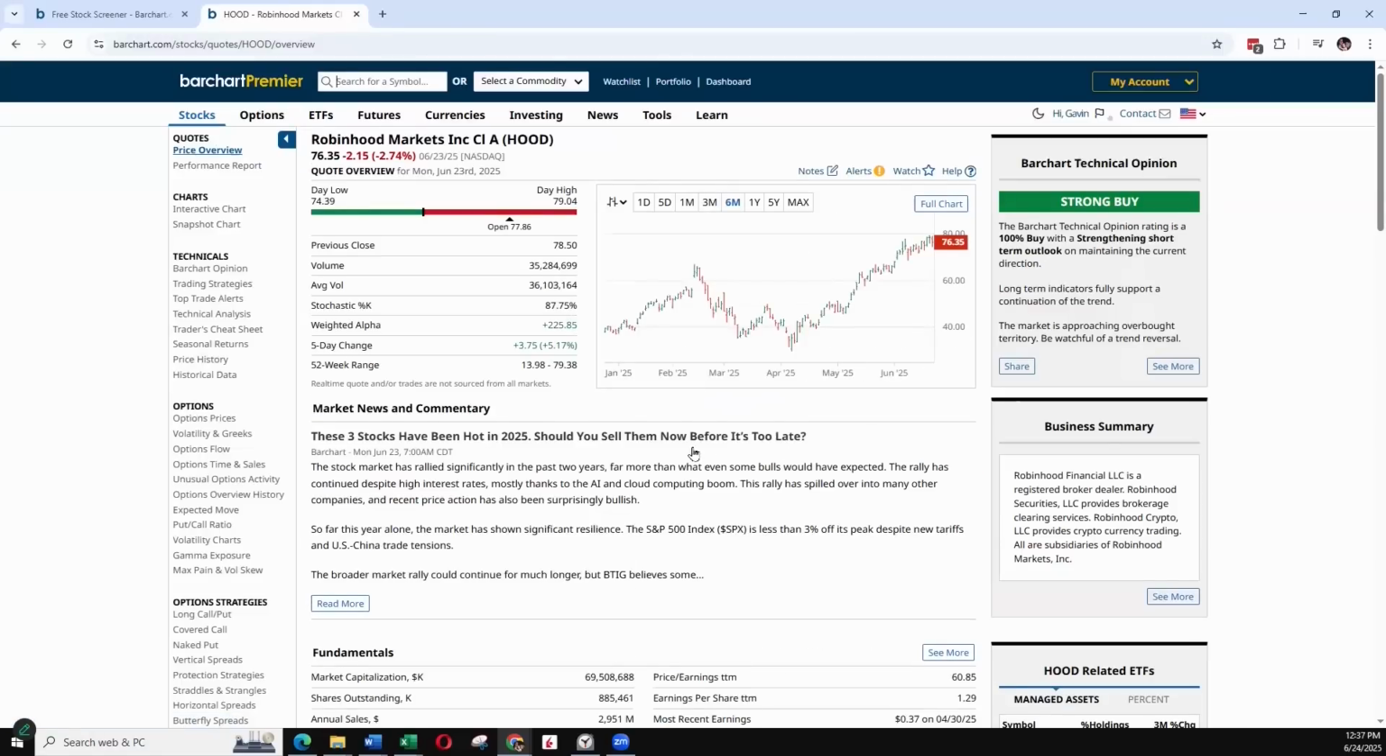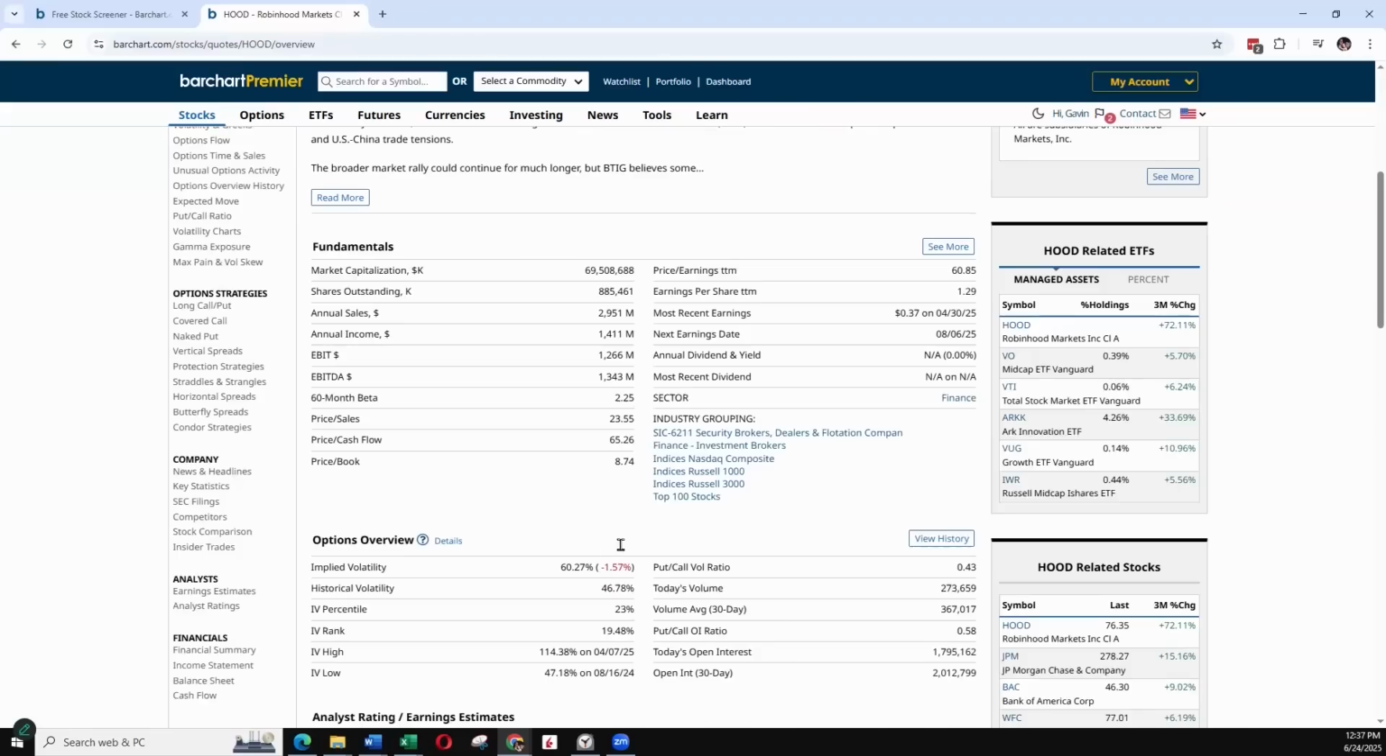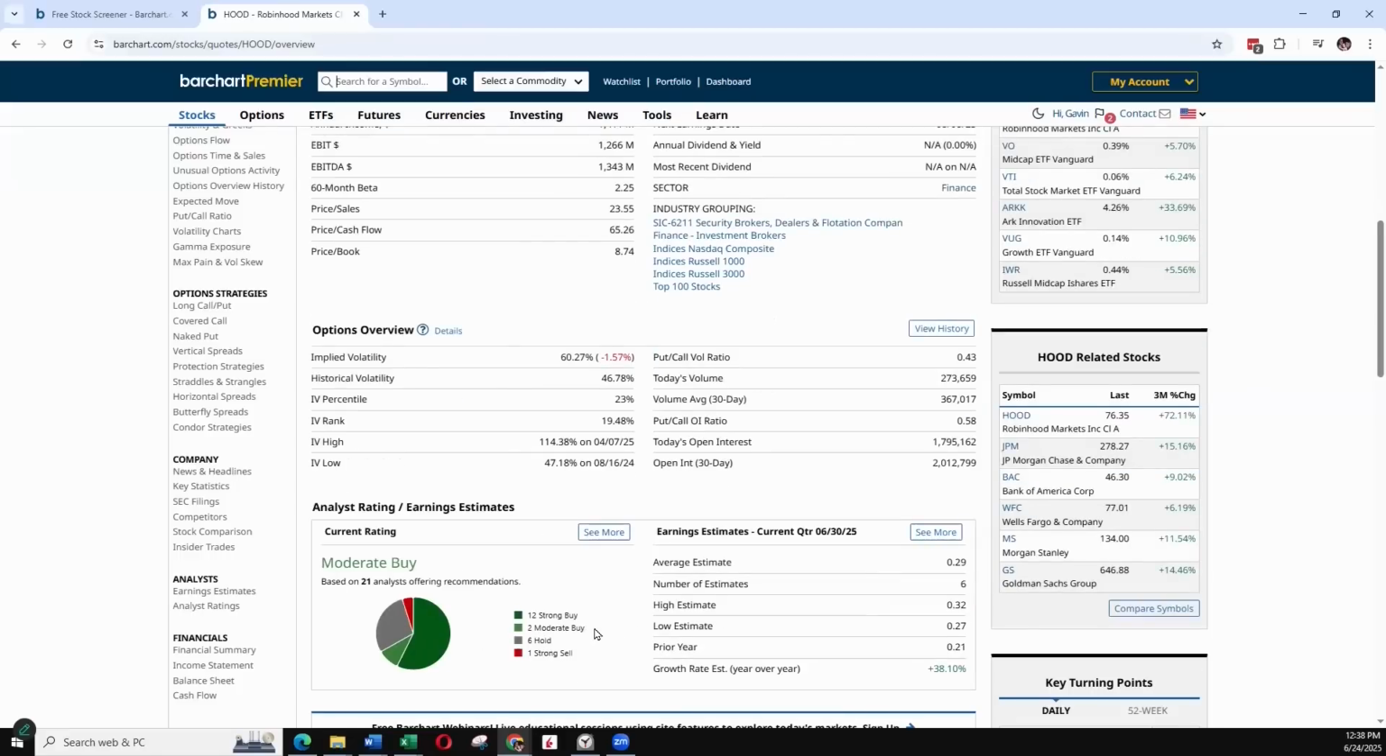We've got a really strong buy rating. We've got earnings in August, so we know our July expiration won't have any earnings risk. IV is a little bit low, but again, I'm not too concerned. Delta is going to be the main driver of profit or loss on the trade. And we've got pretty good analyst ratings as well.